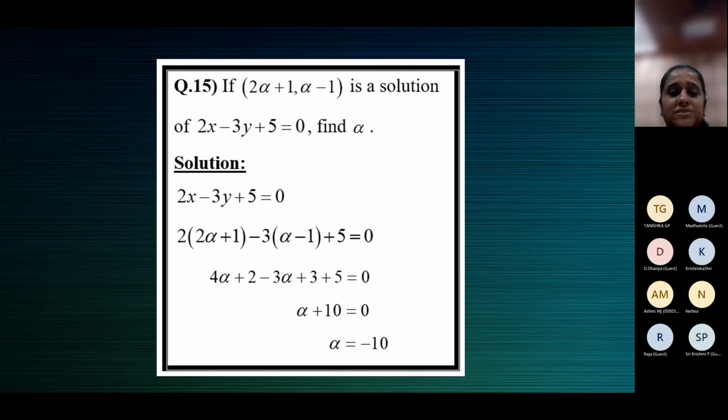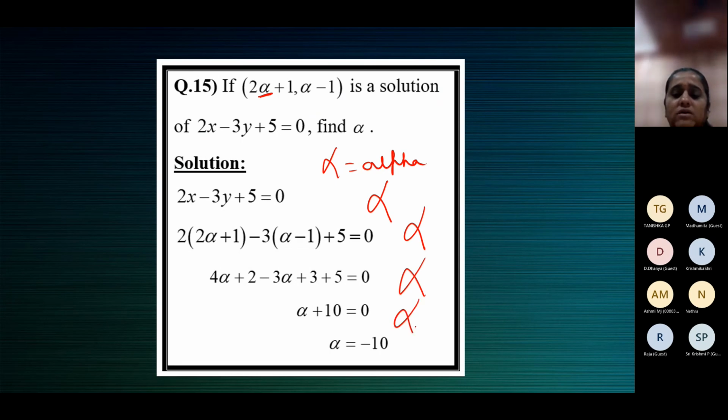This symbol is read as alpha. It's a Greek letter. Like this you write alpha. You may have come across it; for those who have not, this is alpha. It's not A, children. It's like this, alpha.